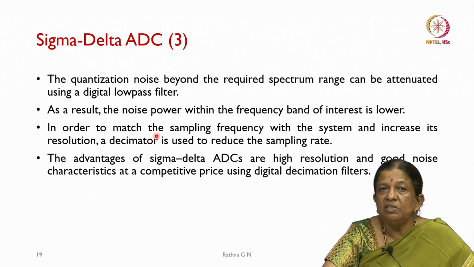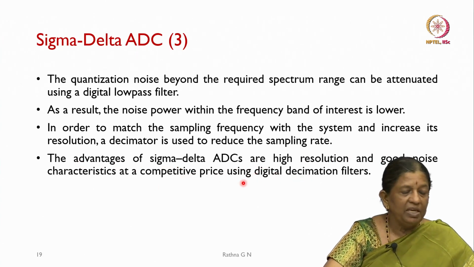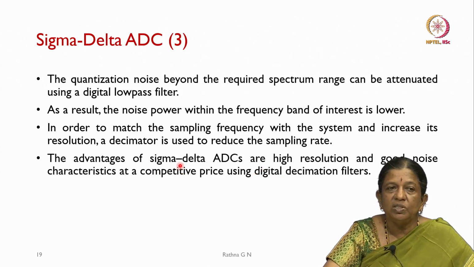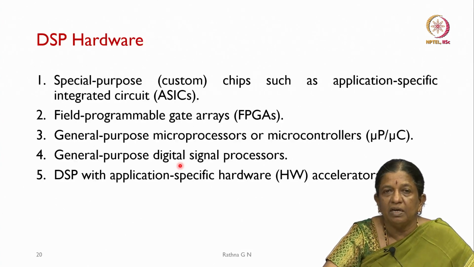To match the sampling frequency with the system and increase its resolution, we use the decimator to reduce the sampling rate. The advantages of sigma delta ADCs are high resolution and good noise characteristics at a competitive price, using digital decimation filters. So, the processing is happening in the digital domain, and the cost of these ADCs is very low. That is how most DSP processors use sigma delta ADCs in their hardware.